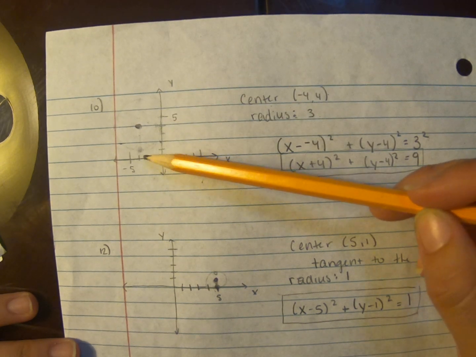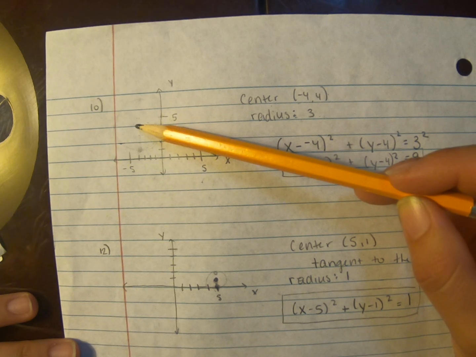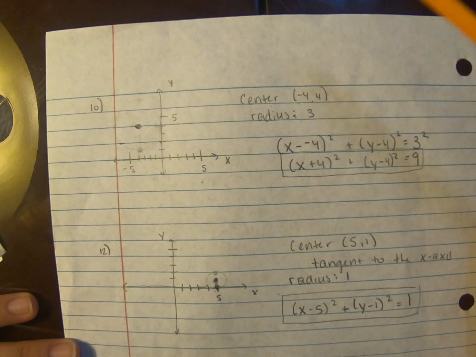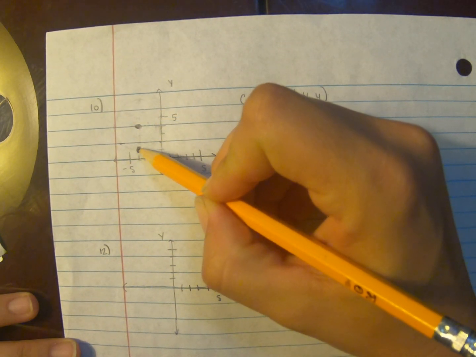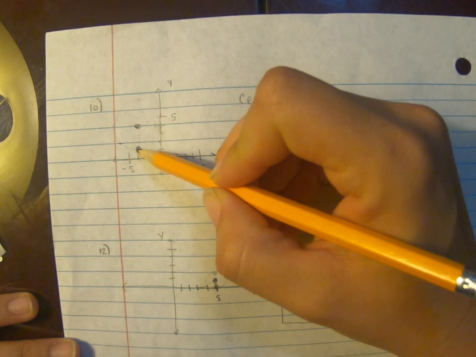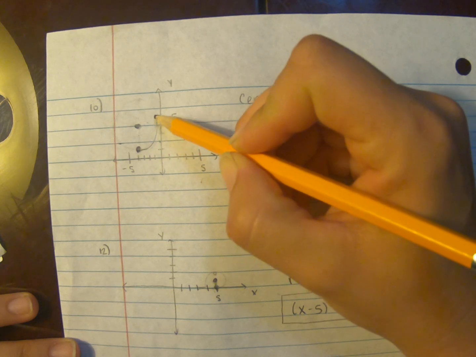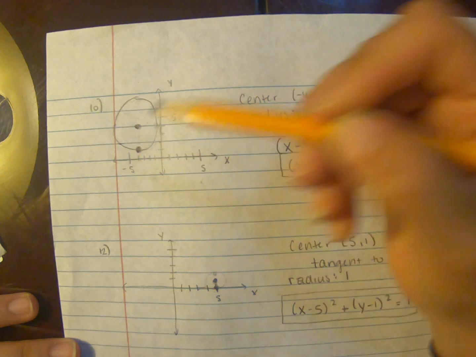So here is negative 4, 4. Here's the center, and we're told that it passes through negative 4, 1. So if this is the center and it passes through this point, we're looking at a circle that looks about like this. That's what you should picture.